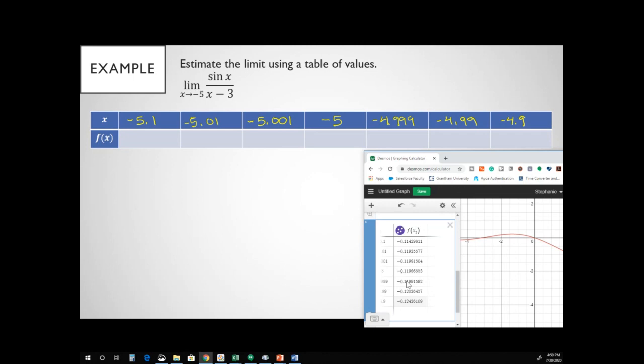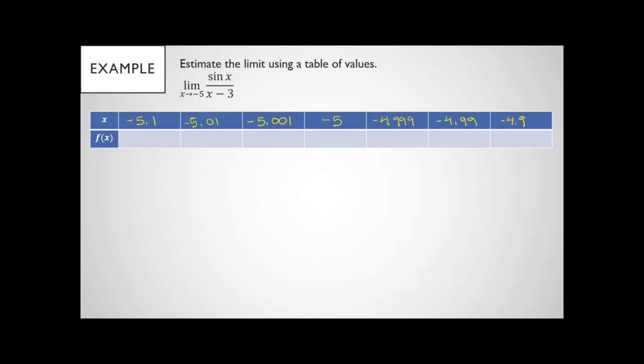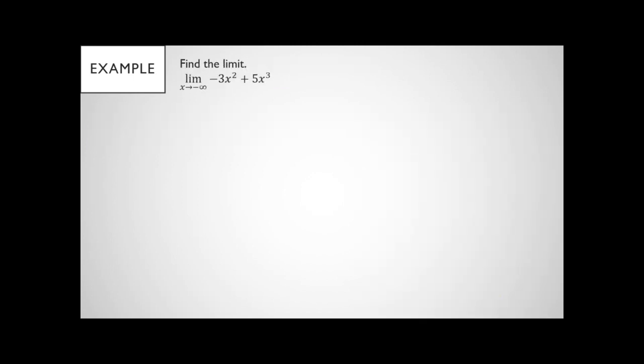So I will also make sure to take a screenshot of that and put that in the PowerPoint. Okay, so I just wanted to do these two. I have 2 more, a polynomial and a rational function. So it says find the limit as x goes to negative infinity of negative 3x squared plus 5x cubed.